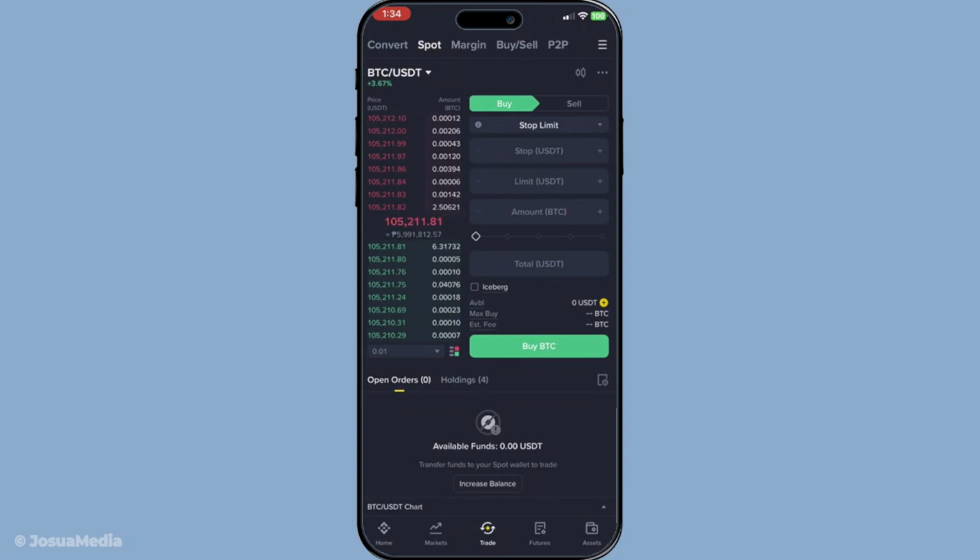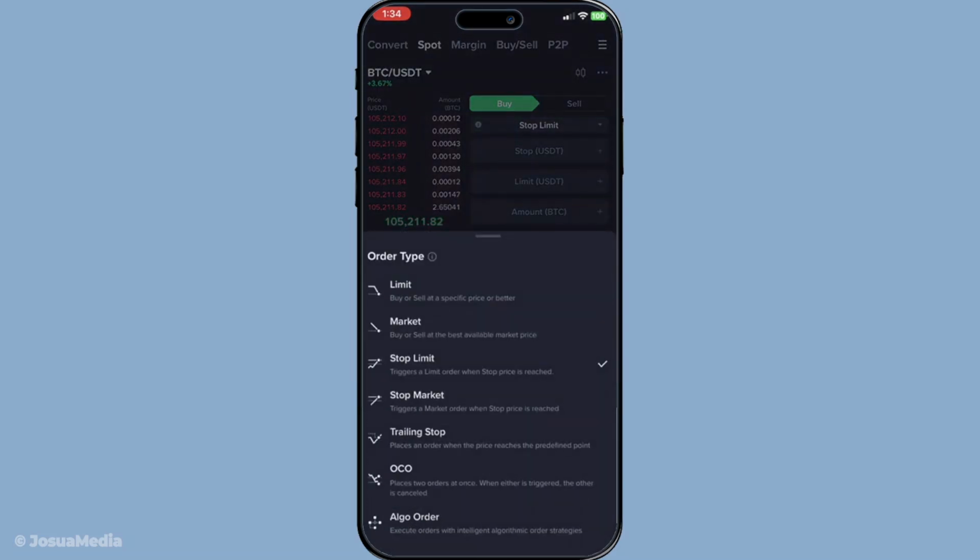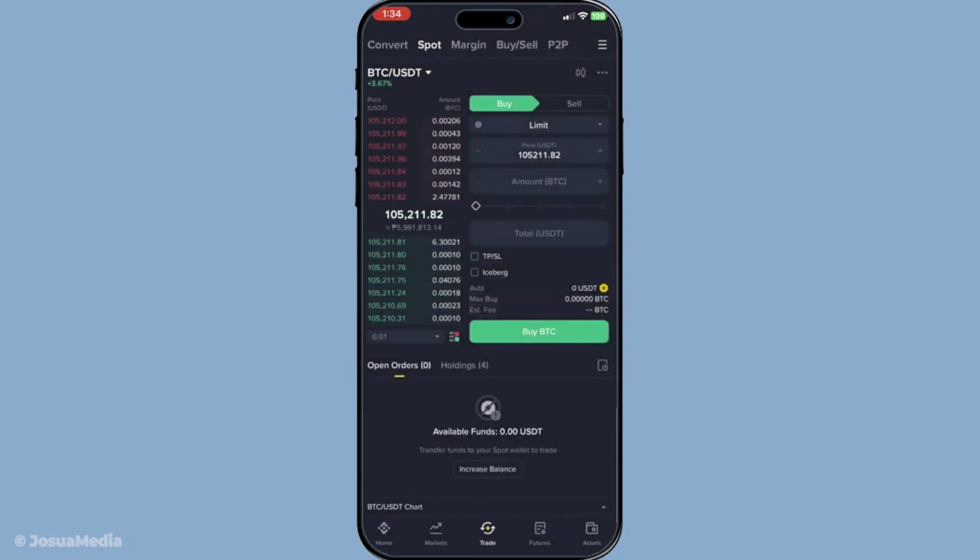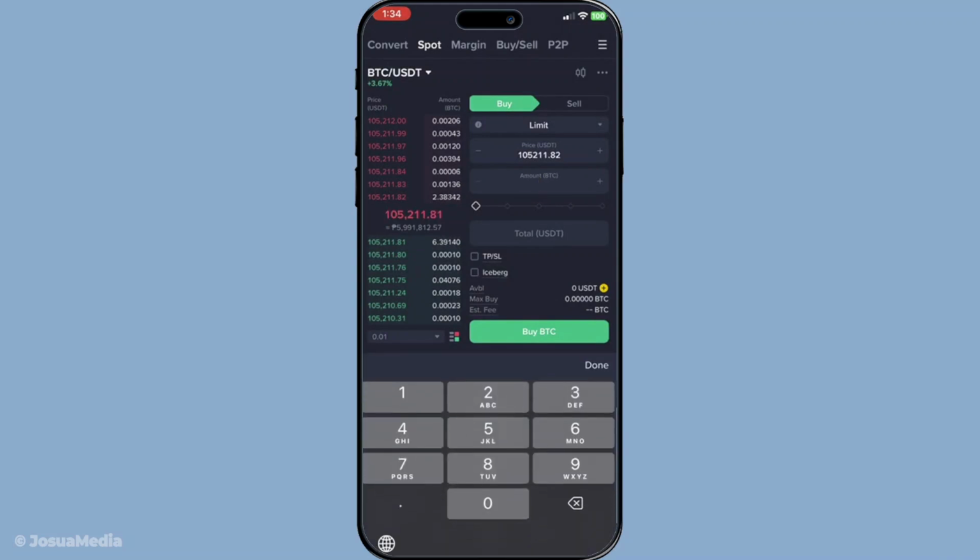After deciding which type of order suits your strategy, enter the amount you want to buy or sell. Be sure to double check that you've entered the correct amount. It's easy to make mistakes, especially when dealing with fast-moving crypto markets. Once you're satisfied, simply click either buy or sell to execute the trade.